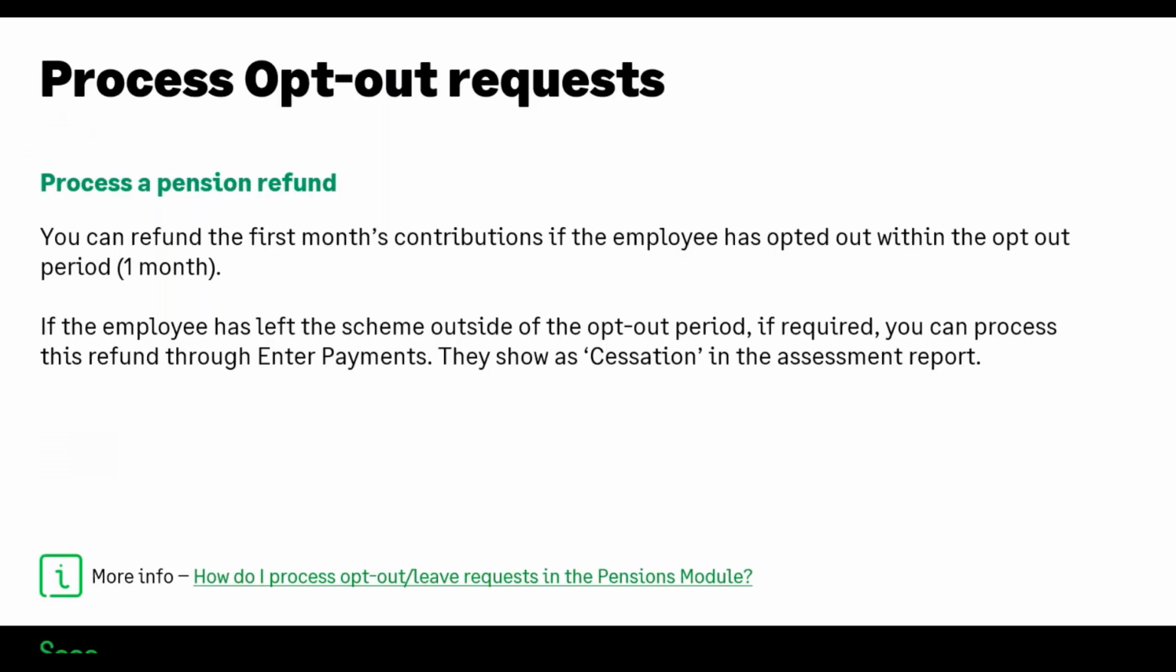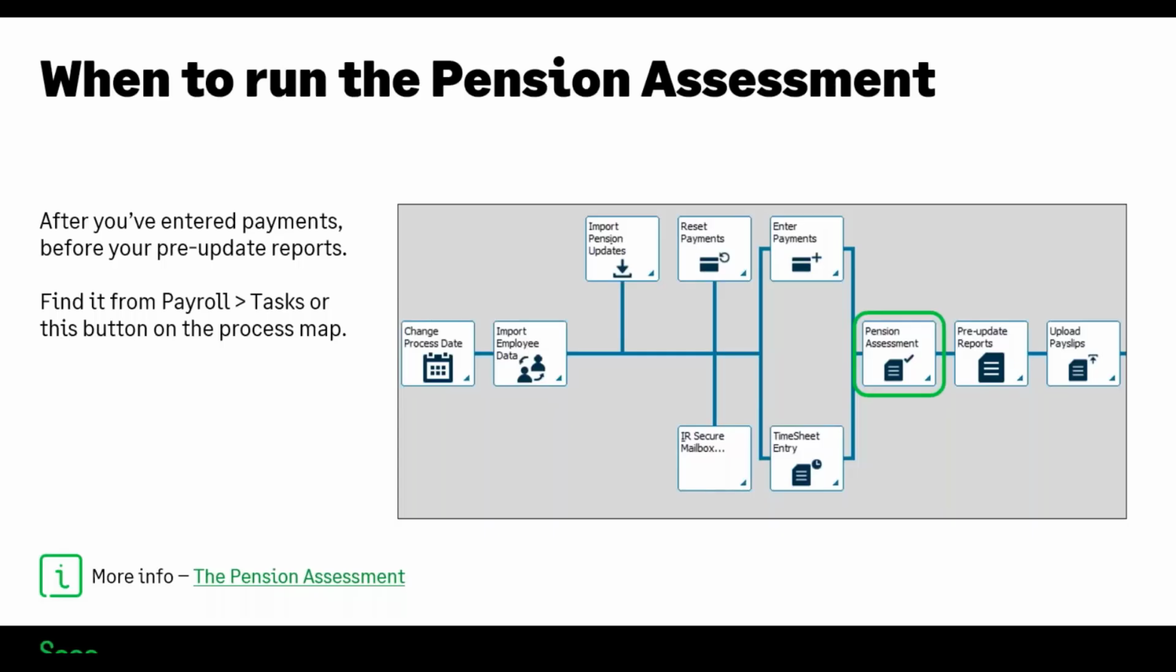So I do want to finish on a little bit of a recap of what we've covered today. I know there was quite a bit of information in there. So when do you run the pension assessment? Well, this is after you've checked your process date and entered your payments, but before you run your pre-update reports. And you can run it from the process map or from your payroll tasks.